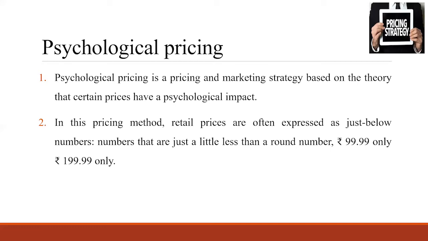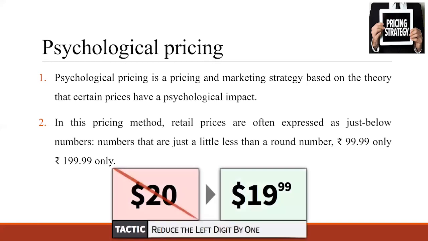For example, 99.99 only or 199.99 only, where the customer assumes that the product is of 99 rupees, one lesser than 100, but instead he tends to pay rupees 100. Just to give an example, rupees 19.99, whereas the actual product price is just 20.